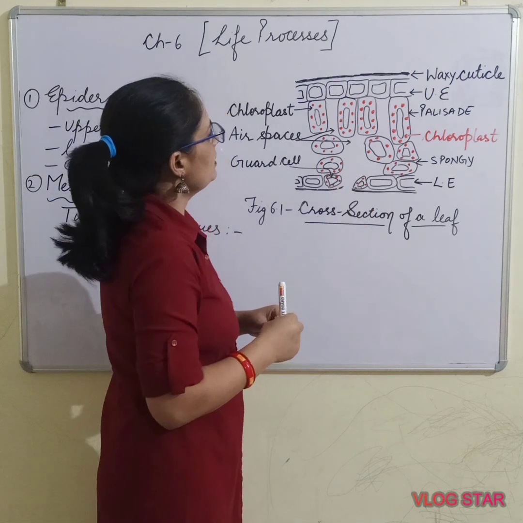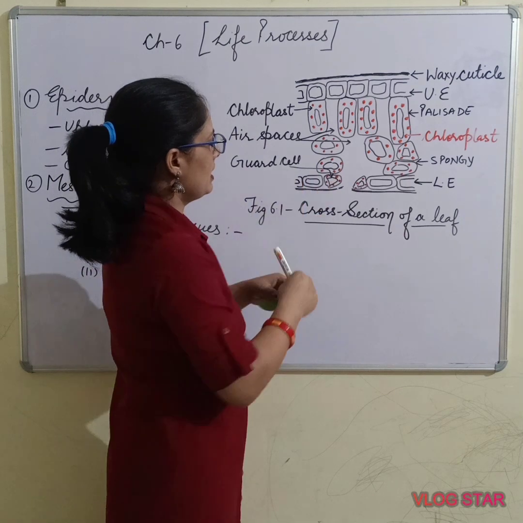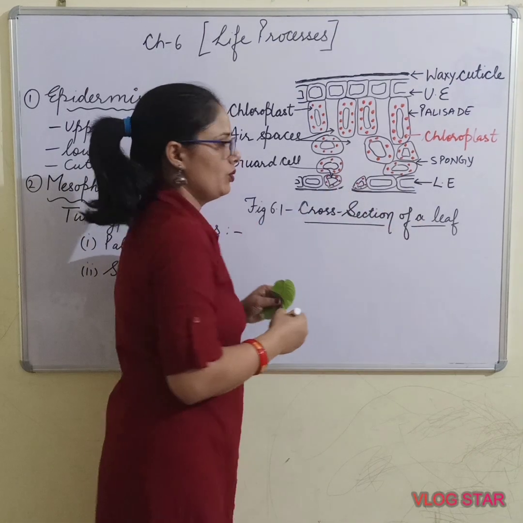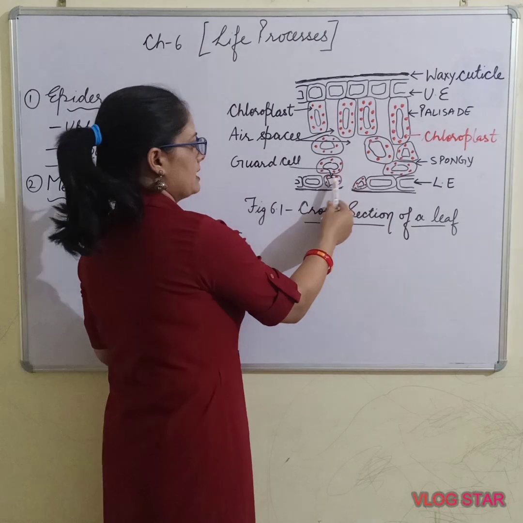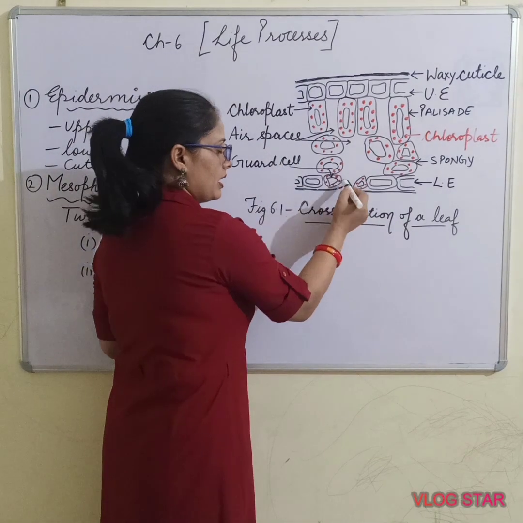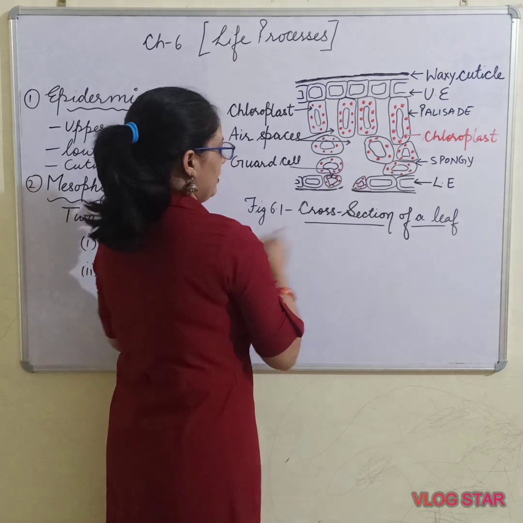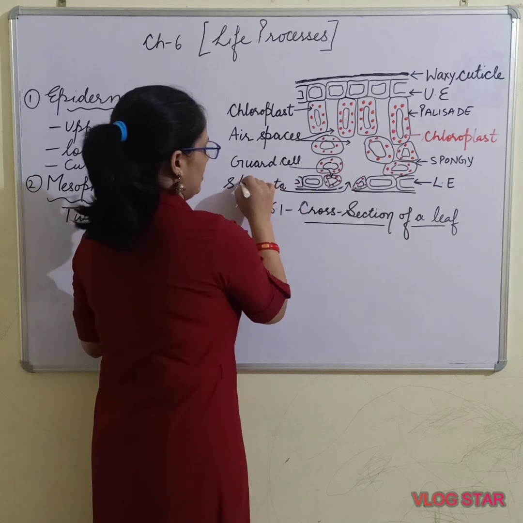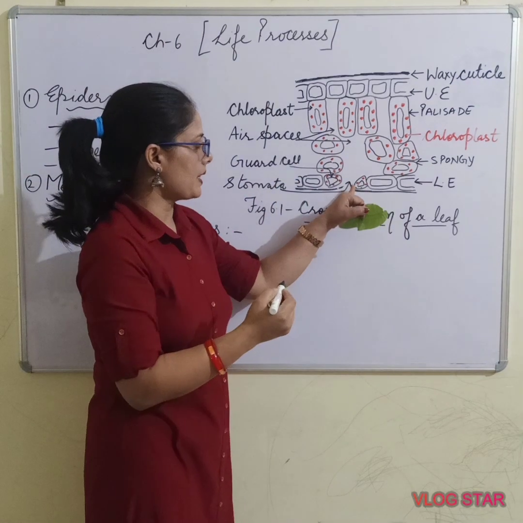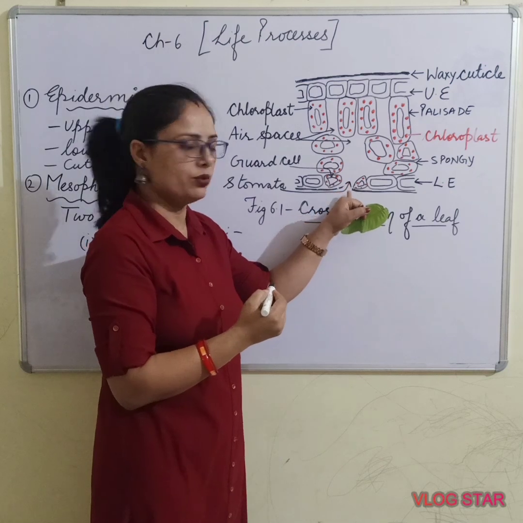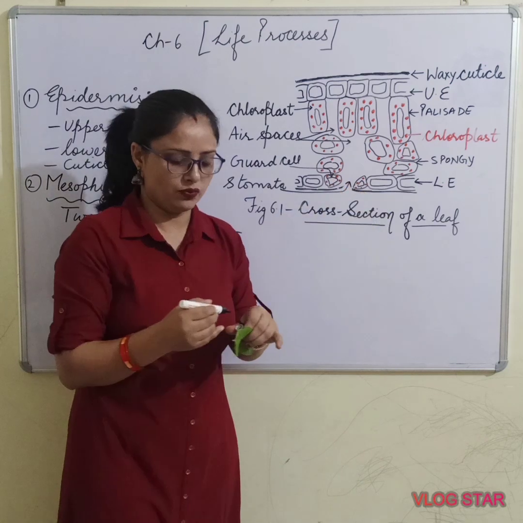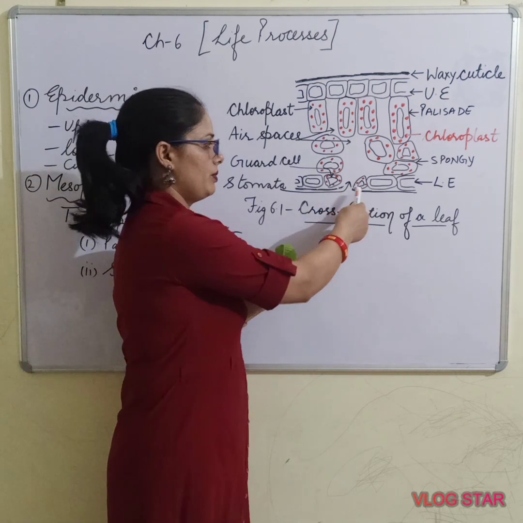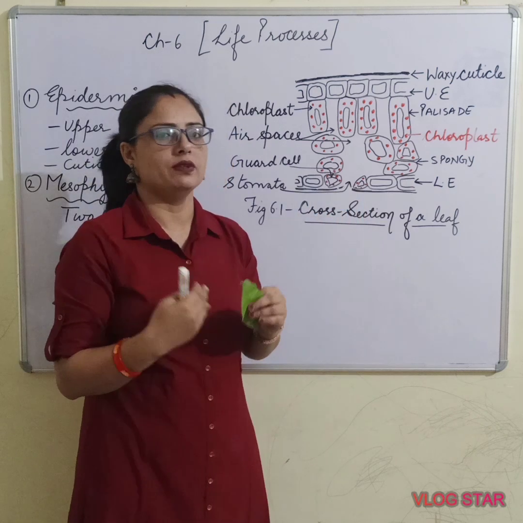Now you can see that I have made these two cells in the lower epidermis, and I hope you all know what these two cells are. These are known as guard cells because they form a stomata over here. It's a stomata, and these guard cells control this stomata. During daytime, these guard cells will be full of water and they will help in the opening of the stomata, and at night they will shrink because of less water and the stomata will get closed.